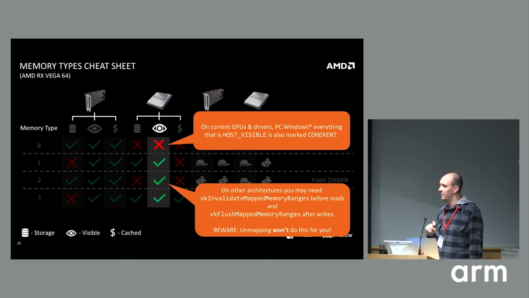The same goes for reads that you want to do. You need to invalidate those ranges before you read them to make sure you're not reading any stale stuff out of your caches. And just be aware that unmapping buffers will not do this for you. You have to do this manually. So currently for PC Windows developers, this is okay, but things change, so just be aware of these chaps here.